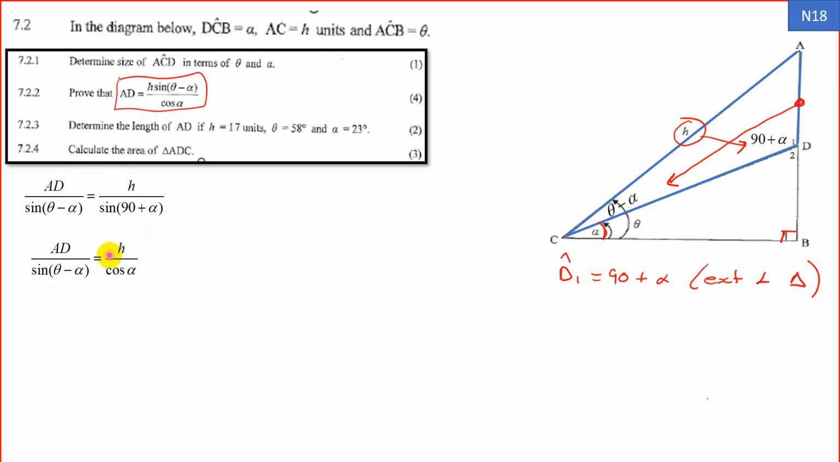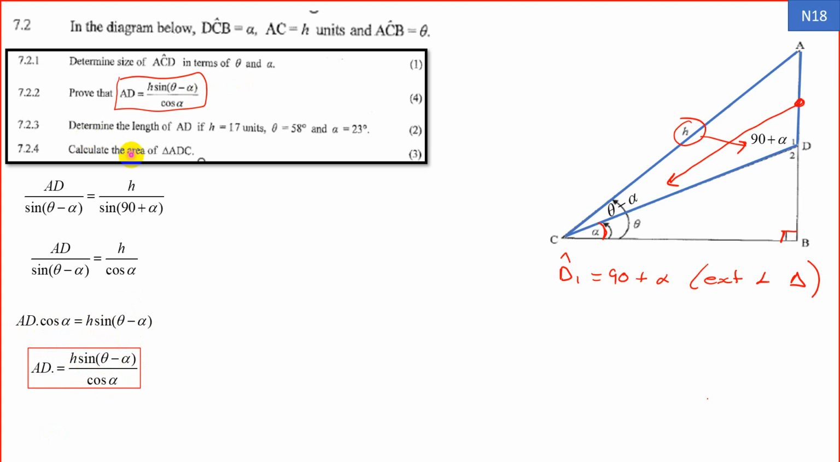Next, we're going to use an LCD or cross multiply. AD times cos alpha is equal to h times sine of theta minus alpha. And then to solve for AD, we're going to divide both sides by cos alpha. And there we have it, AD equals h sine theta minus alpha all over cos alpha. And that is what the question actually wanted.